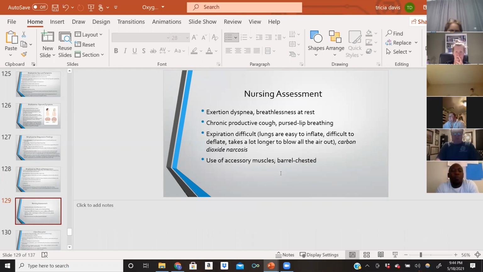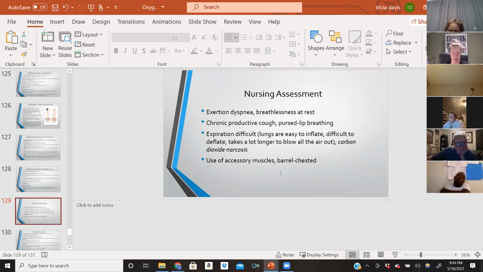Our nursing assessment, we're going to look for dyspnea at rest or with exertion. They're going to have a chronic productive cough. They're going to have that pursed lip breathing. It's going to be hard for them to get air out because their lungs are easy to inflate.